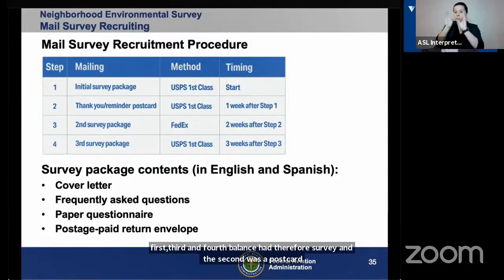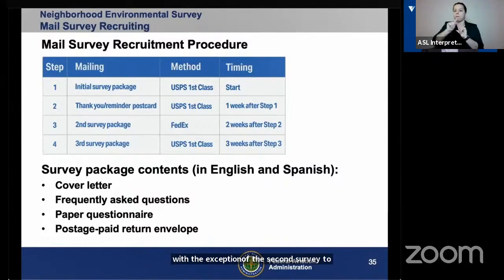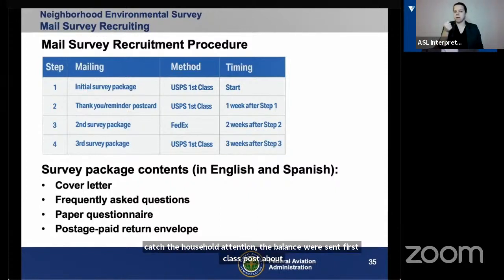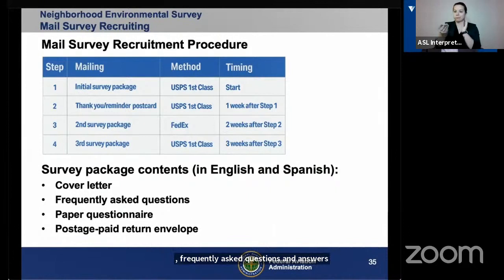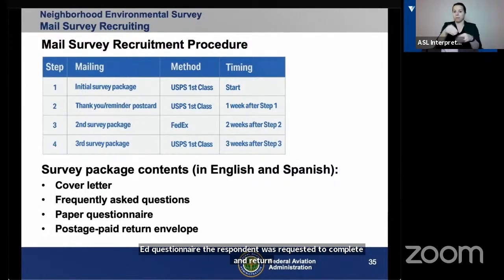The survey mailings were sent via first-class postal mail in large 9x12 envelopes. The contents of each survey package included a cover letter issued from the Department of Transportation that provided the survey's purpose and sponsorship, frequently asked questions and answers, and a paper questionnaire that the respondent was requested to complete and return via an enclosed postage paid envelope. All survey materials were provided in English and Spanish.